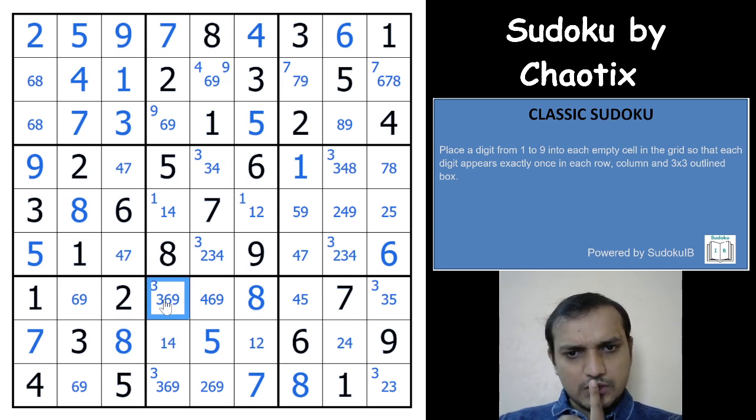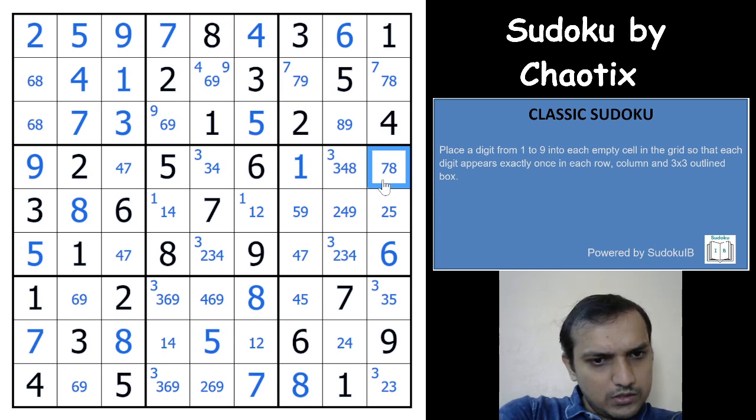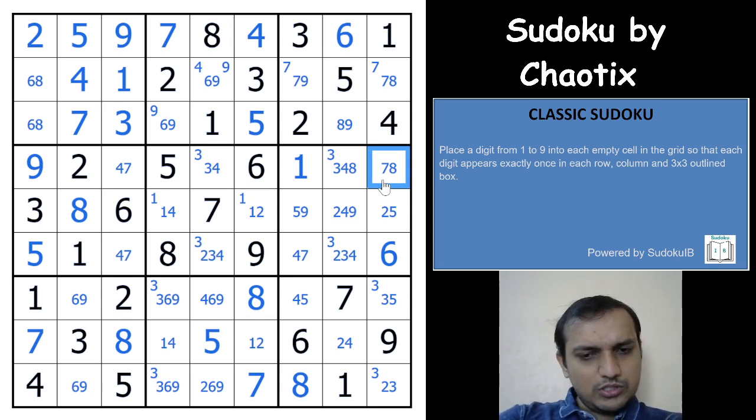2, 3, 4, 8, 9. Okay. Oh, you have a 2, 3, 5 here. 2, 3, 5 triplet here. This cell cannot be a 6. It's of course 7 and 8. Come on. Now it has to be an easy one.